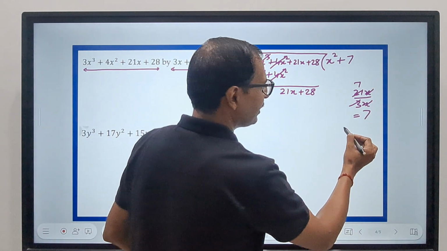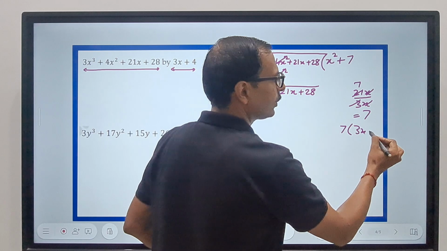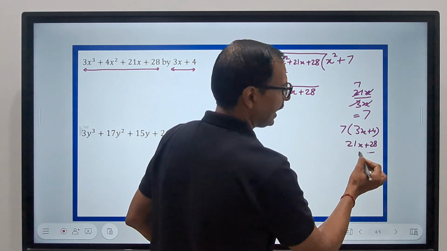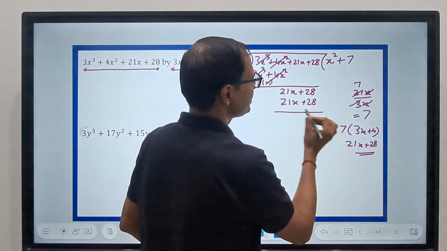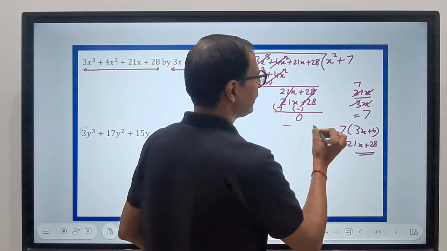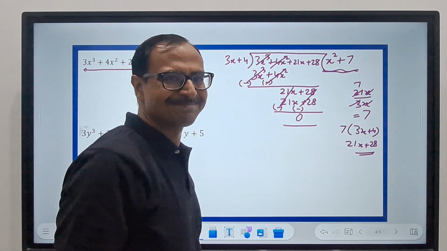And now this 7 is to be multiplied by the divisor, 3x plus 4, which gives me 21x plus 28. And this I have to write below this. Change the sign, cancel, 0 remainder, and your answer is x square plus 7.